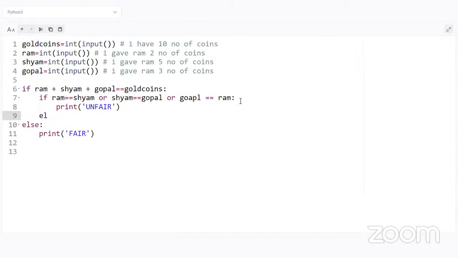Else, elif, you can use elif here. After if, you can use elif. Directly, you cannot use elif. Sir, after the first one, if the sixth line, if Ram plus Sam plus Gopal is equal to gold coins, after that I used elif, so that was not correct, right? So you mean to say one if, then again another if, then only elif we will use, right? Yeah.